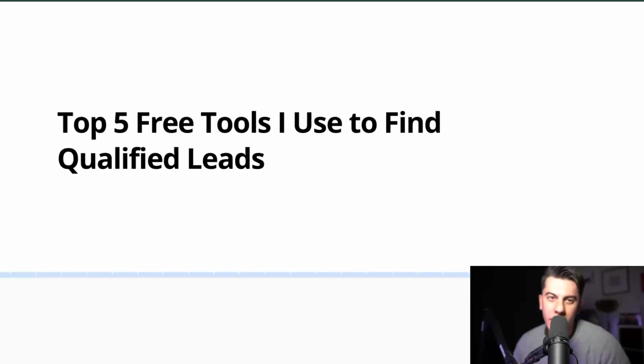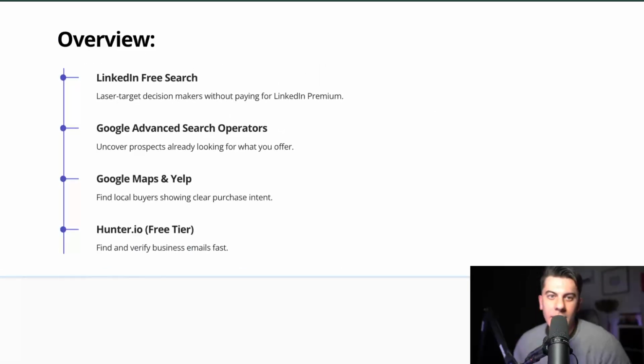Here's what we'll cover today. LinkedIn free search: how to laser target decision makers without paying for LinkedIn premium. Google Advanced Search Operators: how to uncover prospects who are already looking for what you offer. Google Maps: how to find local buyers showing clear purchase intent in their reviews. Yelp: how to filter serious businesses and read buying signals hidden in their profiles. Hunter.io free tier: how to find and verify business emails fast without spammy databases.